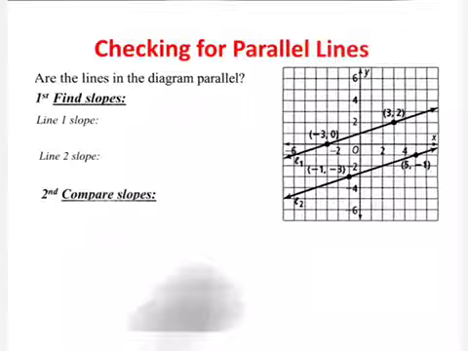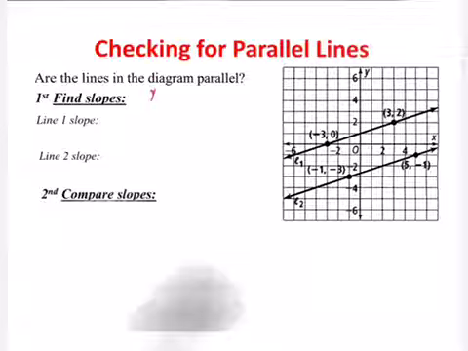In this example, we're looking to see if the lines in the diagram are parallel. There's a couple of ways to do this. You could use the slope formula in both cases. So let's use the formula for right now, and then I'll show you a quicker way to do this afterwards. So using the formula, you do y2 minus y1 over x2 minus x1.